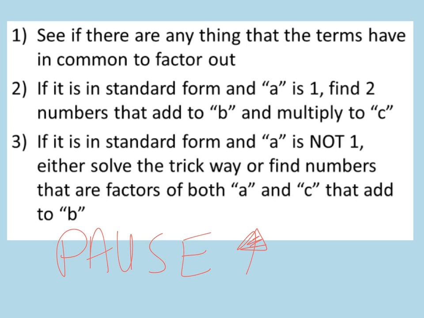You should be looking at these whenever you're wondering what should I do first. Your first thing you should always do is to see if there is a common factor. Then you should see if you can factor into binomials, which look something like this. And if A is not 1, then either you should use the trick way or look for factors of both A and C. And we'll be going over all these types of problems throughout the different parts.